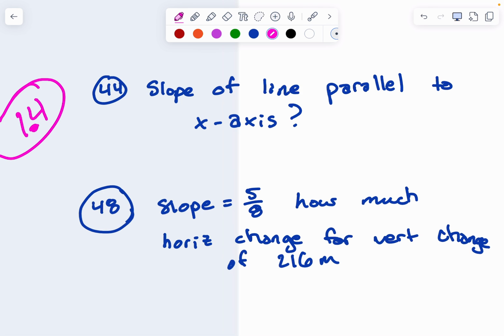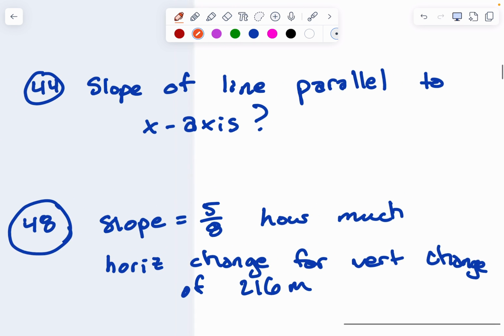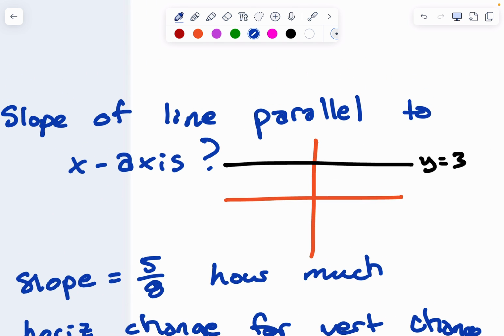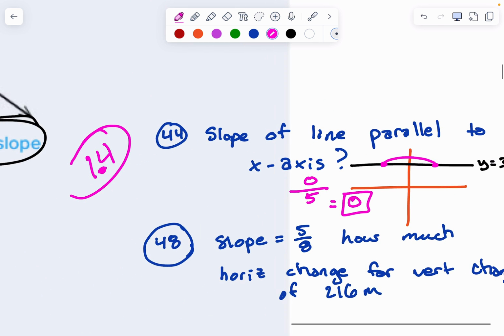Okay, so number 44, the slope of a line that is parallel to the x-axis. The x-axis is right here. Let's go with this line right here. That line is like y equals 3, let's say. What is the slope of that line? If I pick 2 points on here, and do rise over run, how much is it rising? 0, and it's running, let's say 5. So this line will have a slope of 0. It is undefined when the line is going up and down, because it doesn't pass the vertical line test. It's not a function anyway. So the answer to number 44 is 0.